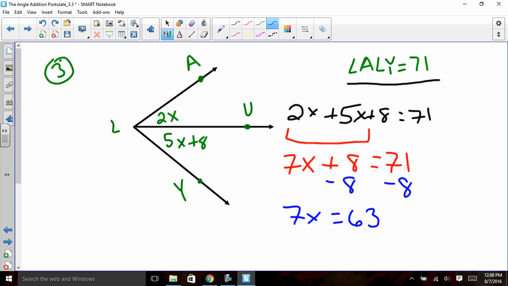Now, like I had said before, we have my x with my 7, which is being multiplied, so we're going to undo that multiplication with division. So it's telling me that my x is 9. Now, my question for you is, have I finished that problem? Take a couple seconds and think about it.